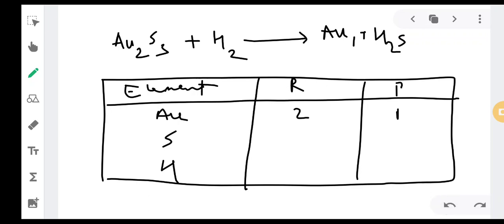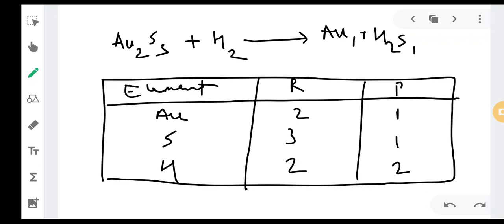Whereas there are 3 atoms of sulfur on the left hand side, and there is 1 atom of sulfur on the right hand side. For hydrogen there are 2 atoms of hydrogen on the left hand side and 2 atoms of hydrogen on the right hand side. So what is unbalanced over here? Au and sulfur are unbalanced over here. How will you make Au and sulfur balanced?